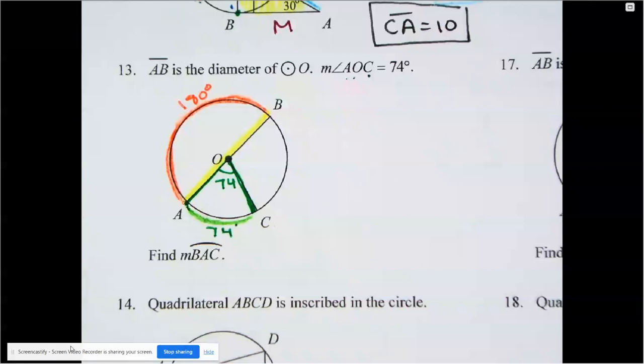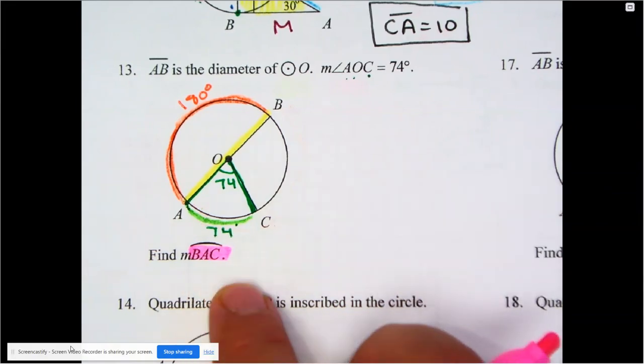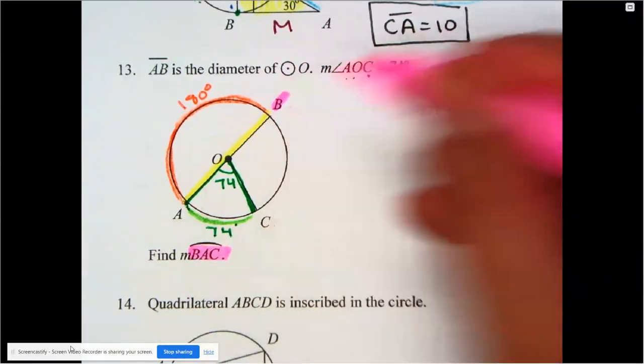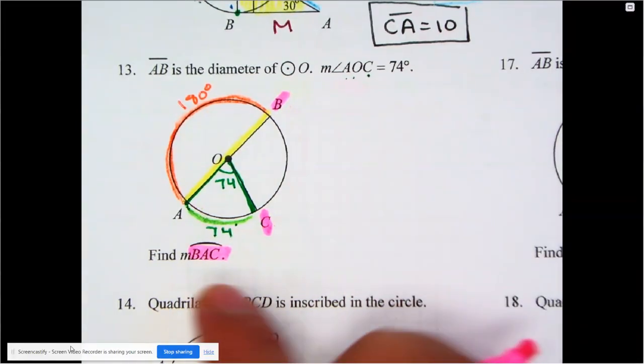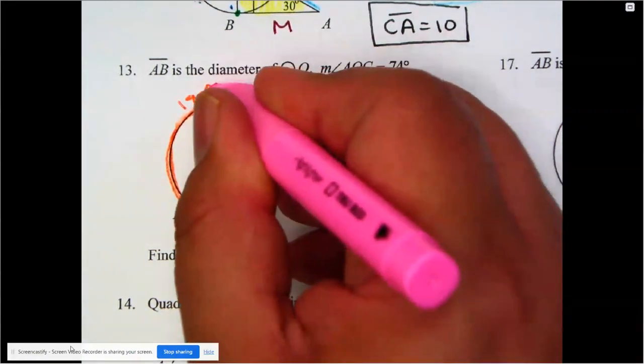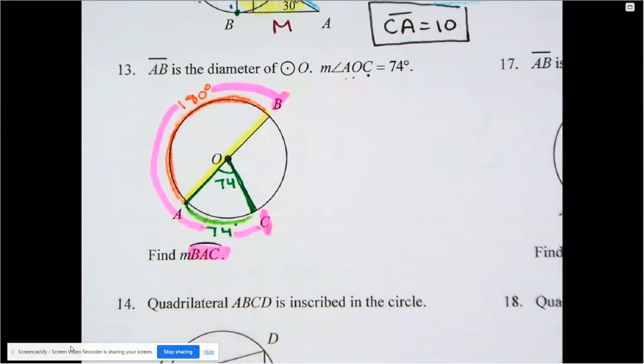And now let's read the question. Here's what they want from us. Find the measure starting at B, ended at the C. So they want me to start here. They want me to finish here. But because there's 3 letters, they want me to go the long way around. They want all of that pink stuff right there.